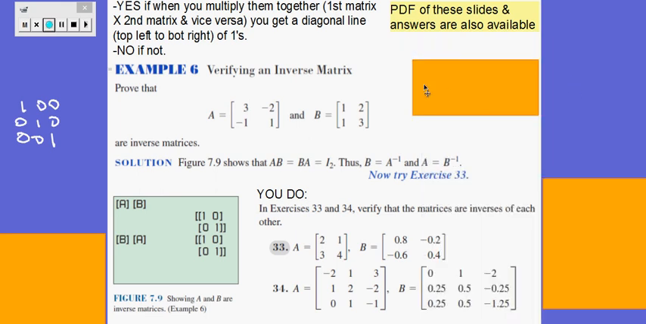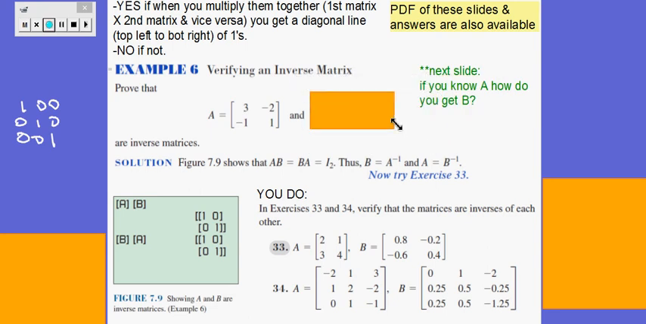The next slide is going to have to do with what if you only know A. Let's say you only know A and you want to find B, that you want to find the inverse. Previously we were verifying if both of these were inverses, but now we're actually trying to find the inverse. So verifying if they are inverses, this should be your product. But what if you're trying to find B, the inverse of A? There's a formula for that, and that is what we're doing in the next slide. If you know A, how do you get B? That's basically what the next slide has to do with.